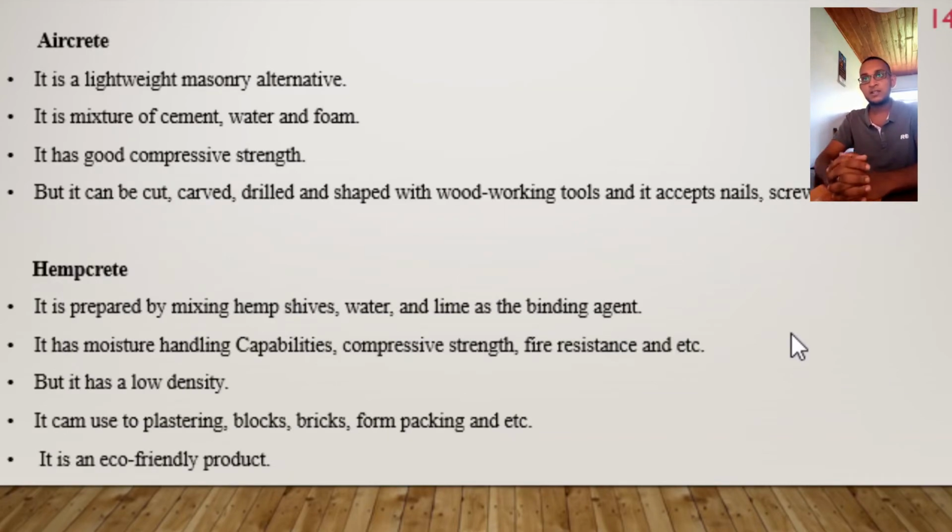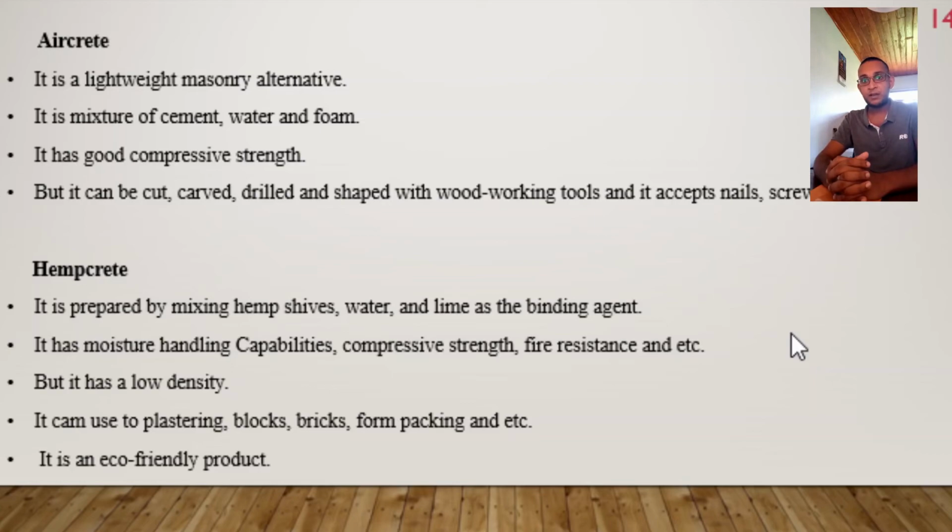And the next one is aircrete. It is a lightweight masonry alternative, and it is a mixture of cement, water, and foam. It has a compressive strength, but it is not hard because we can cut, carve, drill, and shape it with woodworking tools. The next one is hempcrete.